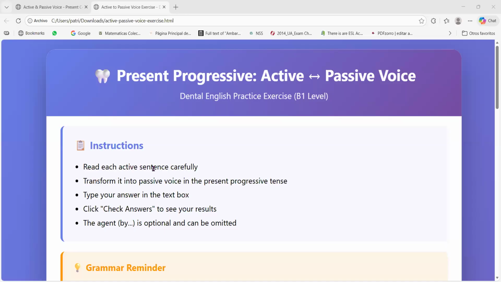Yes, teacher. My dear Alexa, read instructions, please. Instructions. Read each active sentence carefully. Transform it into passive voice in the present progressive tense. Type your answer in the textbooks. Click Check Answer to see your results. The by is optional and can be omitted.